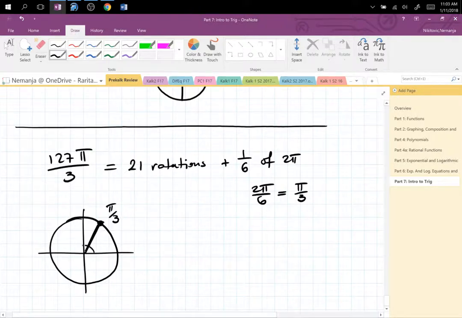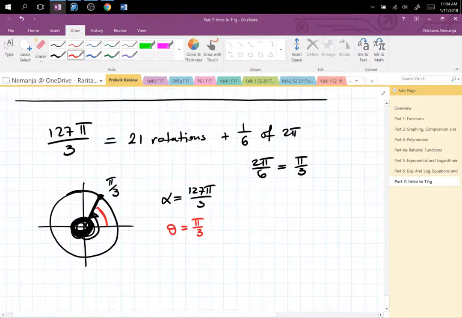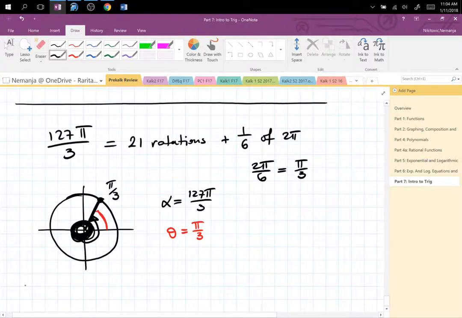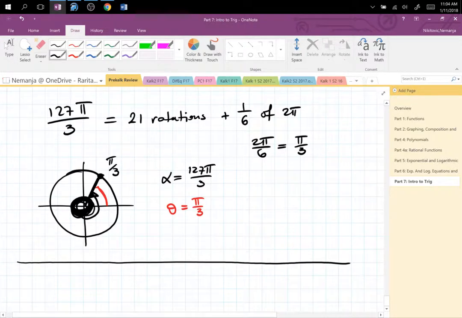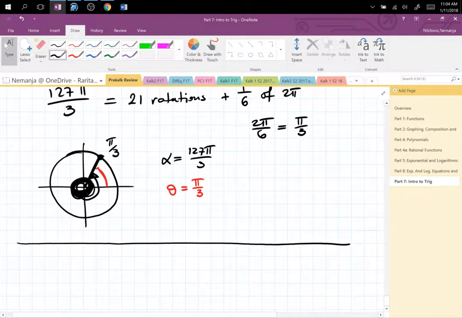So the original angle will go around 21 times and then add there. The reference angle simply says this: you have alpha to be 127 pi over 3, but you actually work calculations with theta, pi over 3. Very, very easy to work with pi over 3 rather than any degrees or anything like that. Let's see another one.